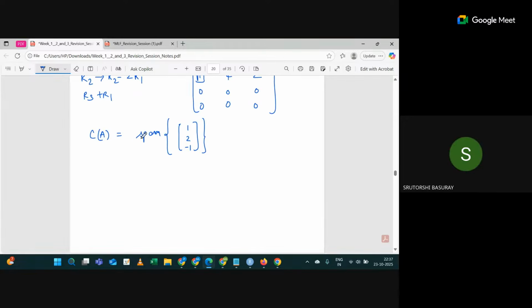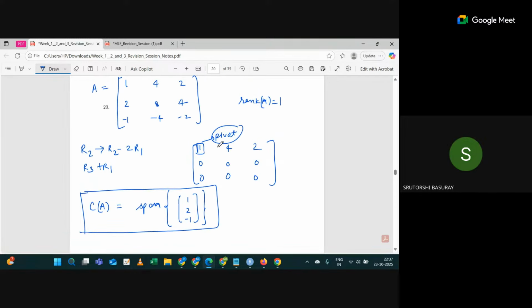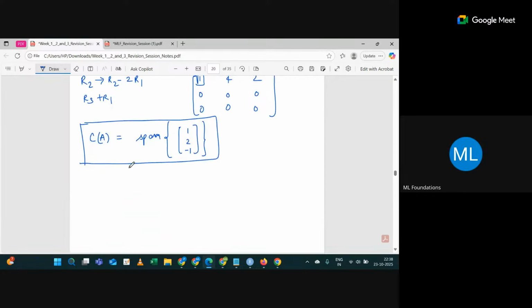I have a question. Why are we saying that the column space of A is the span of (1, 2, -1) instead of the span of (1, 4, 2)? The pivot is 1, but which column has the pivot? The first column, right? And you can see the other two columns are dependent on the first one. Are you getting this point? Okay.